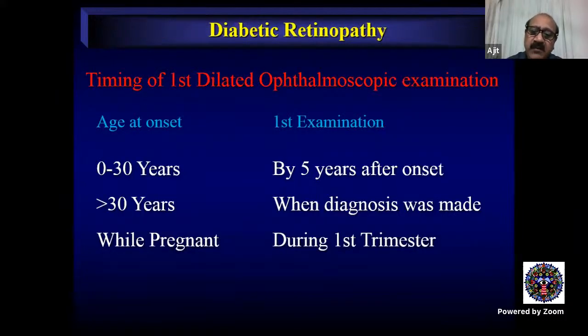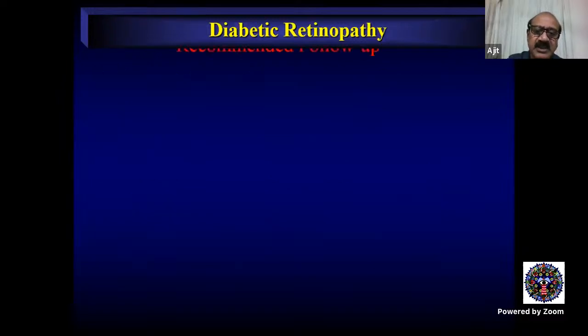So once we understand the diabetic retinopathy, when to dilate and examine, the first examination or follow-up examinations: any diabetic below 30 years, by 5 years, one should look for diabetic retinopathy screening. Above 30 years, whenever it is diagnosed, you should examine. During pregnancy, in the first trimester itself, you should start examining these patients.